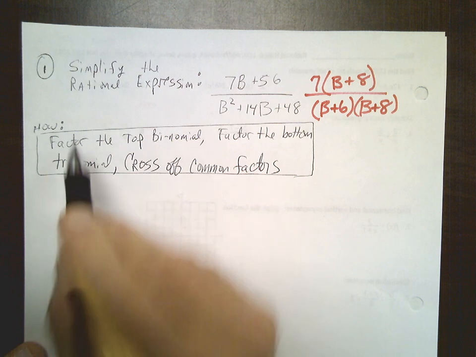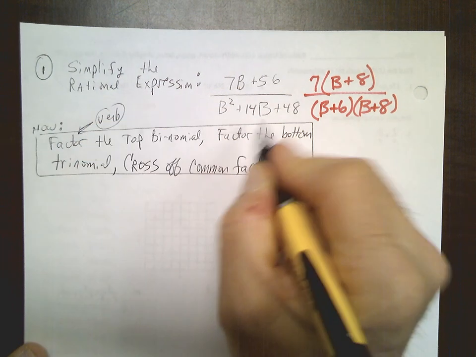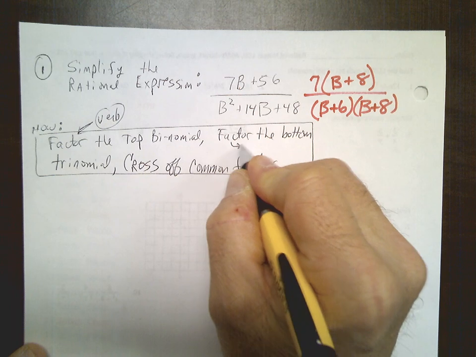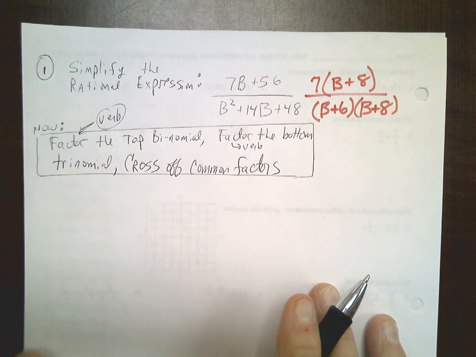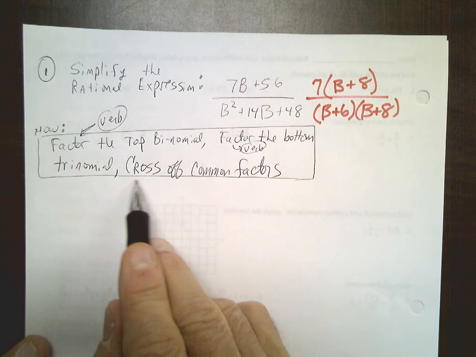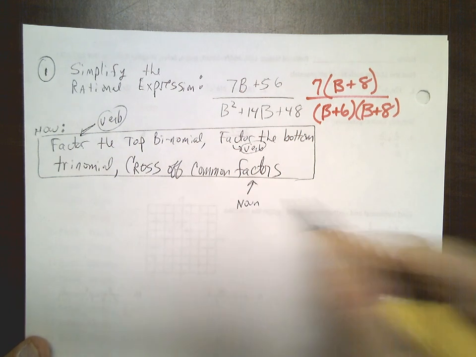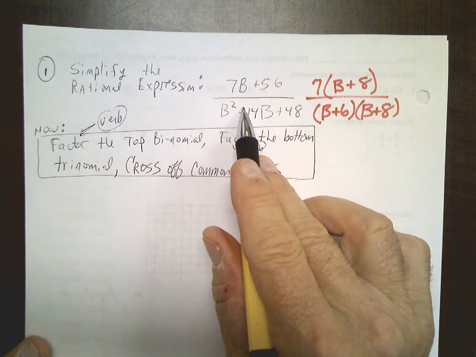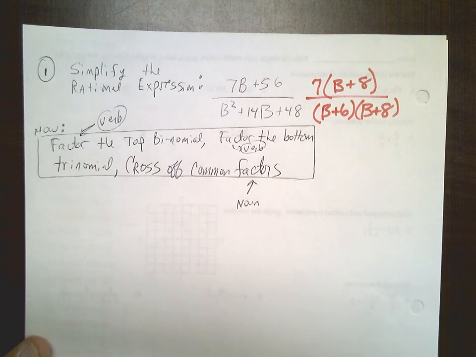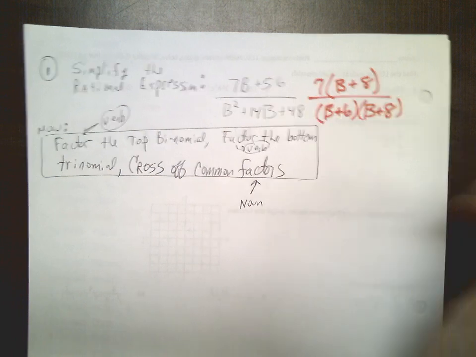That's called factoring, which is a verb. Factor, which is a verb. That means you are doing something to a problem. And then cross off the common factors, noun. So now they're factors. We factored it to turn them into factors. So now you just cross off the common factors.